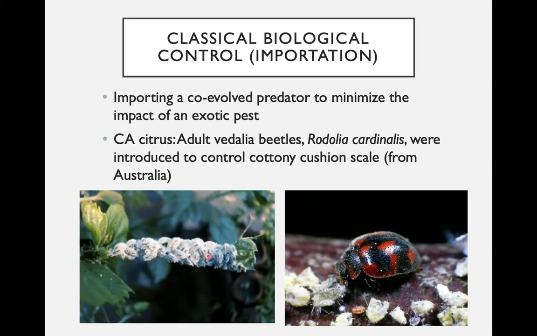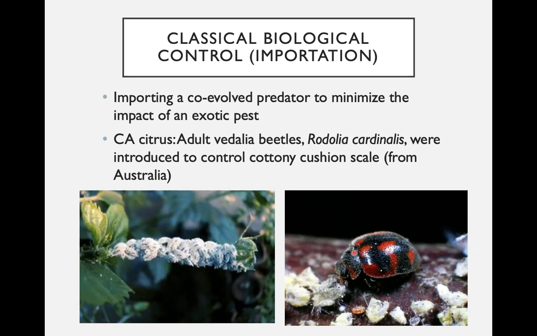But to handle this, folks who were studying the system, entomologists, went back to Australia to figure out, okay, what are the predators that naturally control this scale insect? Because this isn't a big issue in Australia, so there's got to be something there that's keeping it in check normally.